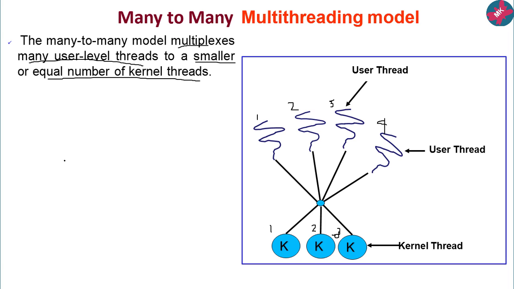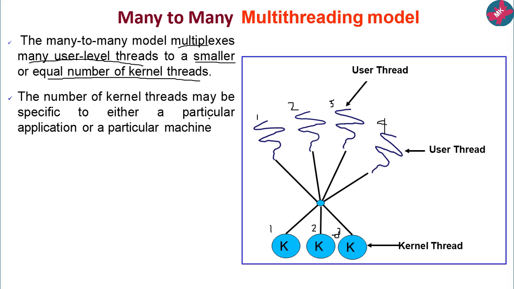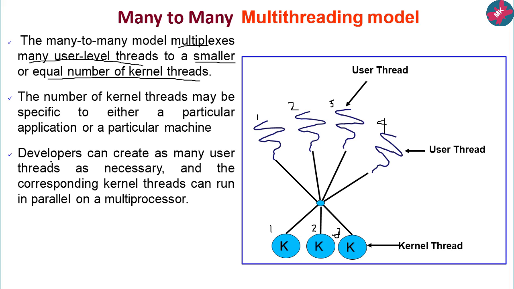This number of kernel threads may be specific to a particular application or a particular machine. And due to this, the drawback in the earlier system, that there was a limitation on how many user level threads could be created, is removed in this system. So in this system, developers can create as many threads as they consider necessary, because you don't have to create individual kernel threads for them. And the corresponding kernel threads can run in parallel on a multiprocessor. Here in this example, 3 kernel level threads are there, so they can run in parallel on different processors in this particular model.